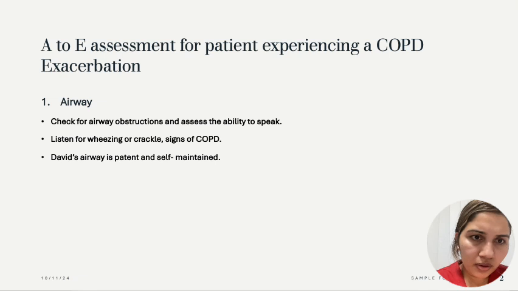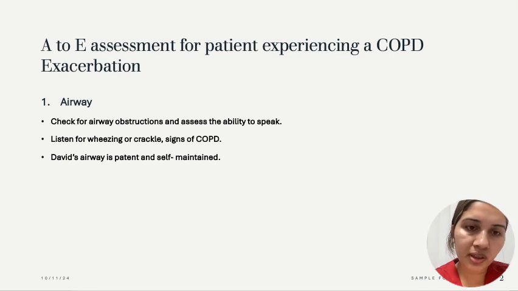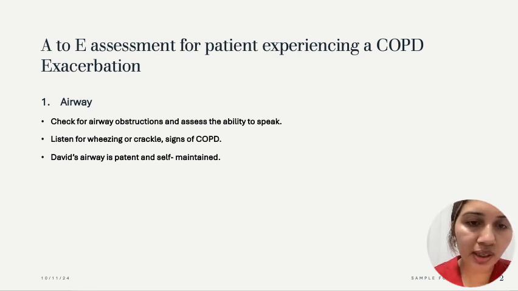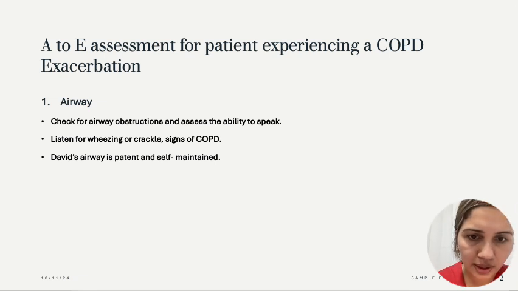First of all, I will talk about ADUE assessment for a patient experiencing chronic obstructive pulmonary disease exacerbation. In airway, David's airway was patent and self-maintained, and while doing auscultation, we heard wheezing or crackle, a sign of COPD. For airway, we have to check for airway obstruction, and we need to assess the ability to speak.